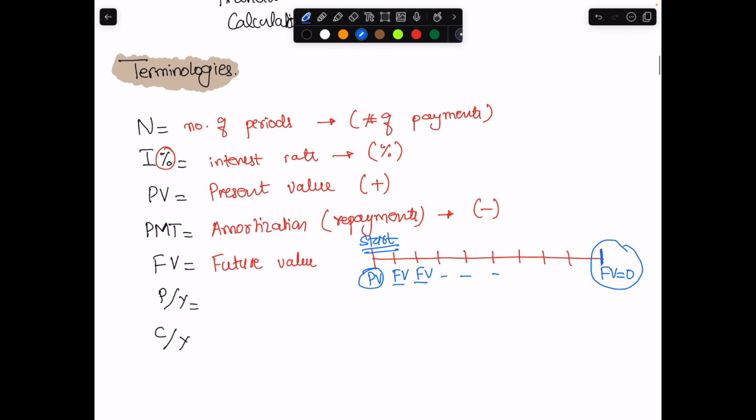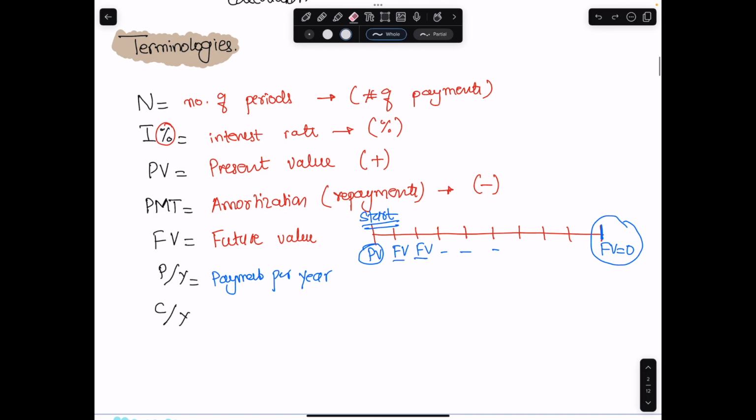Now, P over Y and C over Y. P over Y is basically payments per year. So this is simply how many payments you are doing per year. This is not equal to the total number of payments, by the way. This is just per year, because maybe here you will have 3 years. So if you are doing monthly, this will be 12. If you are doing quarterly, this will be 4. If you're doing, let's say, annually, this will be just 1, right?